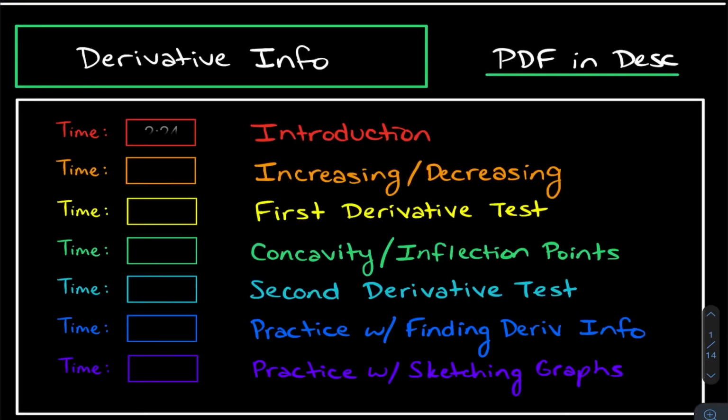What's going on, everybody? In this video, we're going to be using derivatives to help tell us where a function is increasing or decreasing, where it's concave up, concave down, where it's got inflection points, max and mins, all that stuff. So let's get into this video.